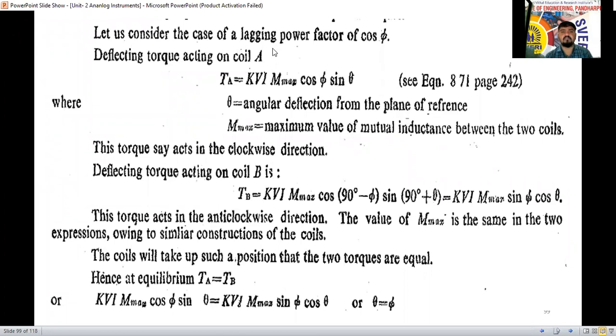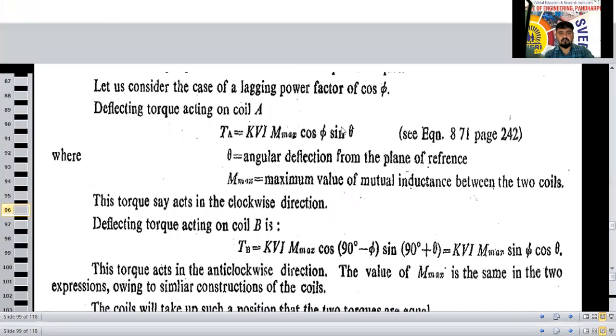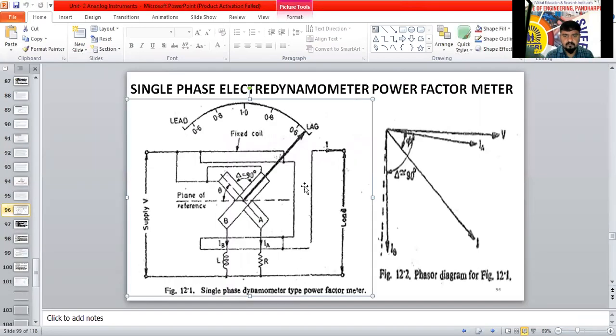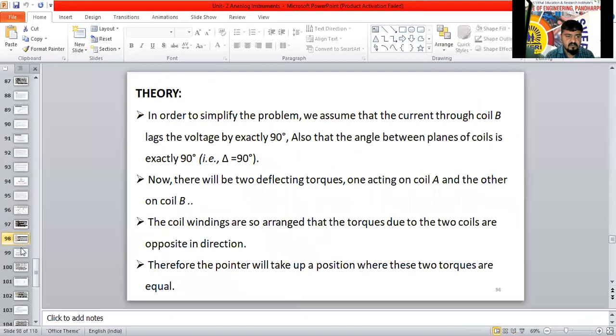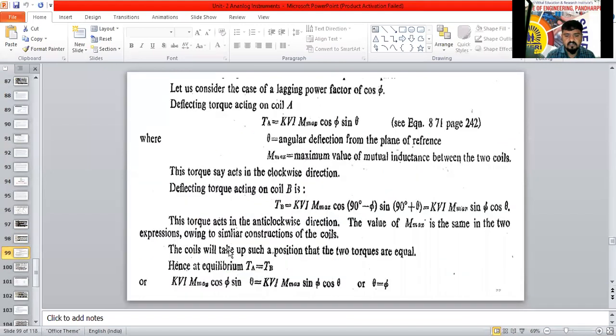Let us consider a case of lagging power factor of cos phi. To write this equation, we have to take the diagram here. Just a minute, I will take the diagram also, then it will become easy for you. Otherwise, I have to shift the diagram from one place to another.